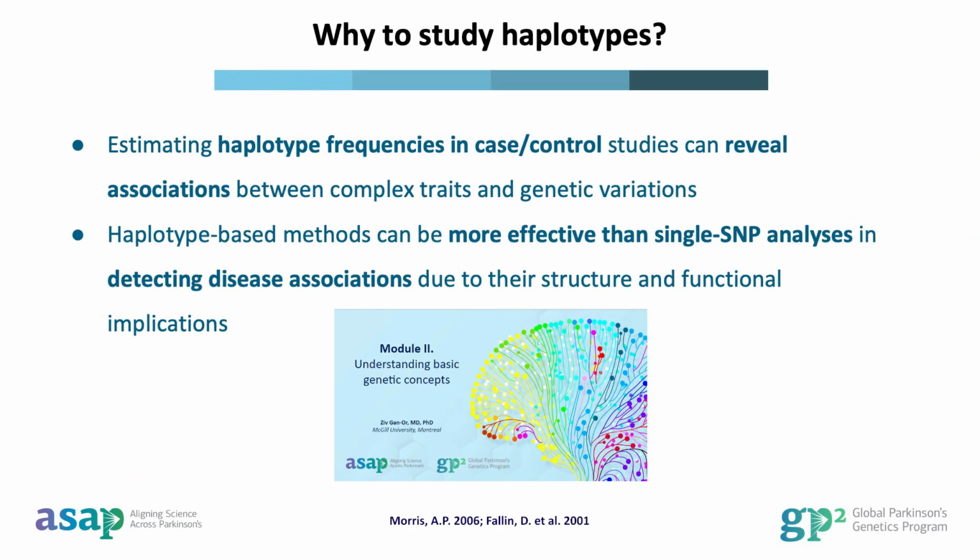Studying the frequency of haplotypes in case-control studies can help to identify associations between complex traits and genetic variations. Haplotype-based methods can be more effective than single nucleotide polymorphism analysis for detecting associations with diseases due to the structural and functional implications of the variants.